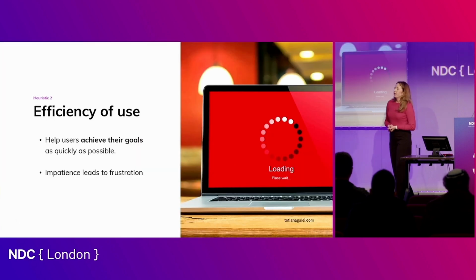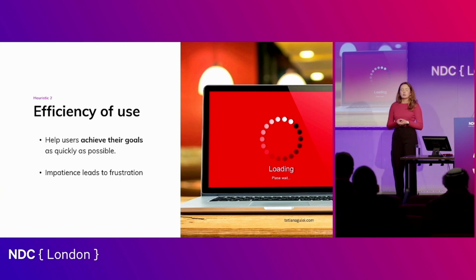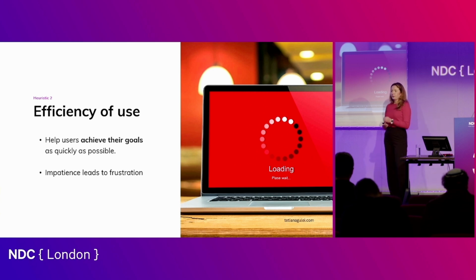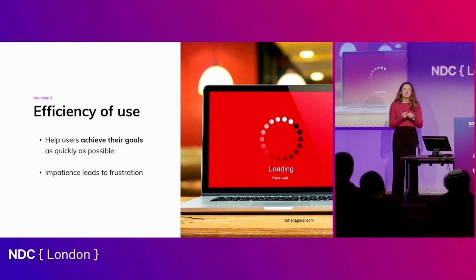The next heuristic that is very useful is also efficiency of use. That means that your interface needs to help your users achieve their goals as fast as possible. It's very important because users are impatient. If it takes them more than 2 or 3 seconds to load something, they will just close it, move on, and so on, because impatience actually leads to frustration. And if you cause those kinds of emotions, it breaks trust with your users.